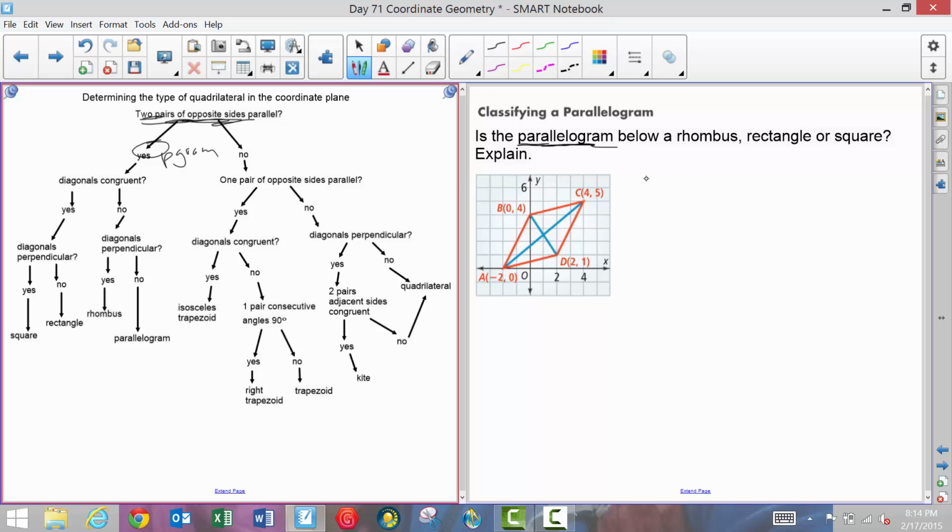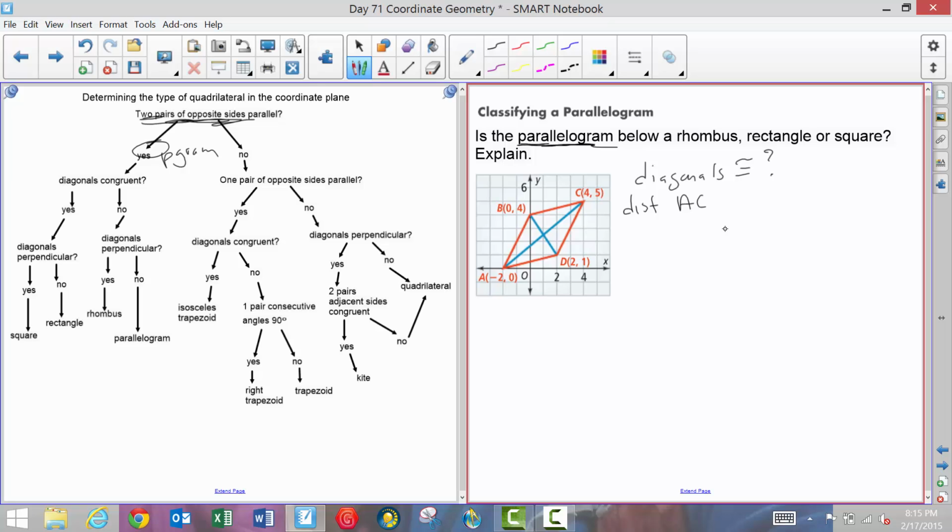So now I need to know, okay, are the diagonals congruent? Well, if I want to show if the diagonals are congruent, I have to do the distance formula. So I need the distance of A to C. So the distance of A to C is going to equal the square root of negative 2 minus 4 squared plus 0 minus 5 squared. So we have negative 6 squared and we have negative 5 squared. So we have 36 and 25. When I add them together, remember this is all under the square root, I get the square root of 61.